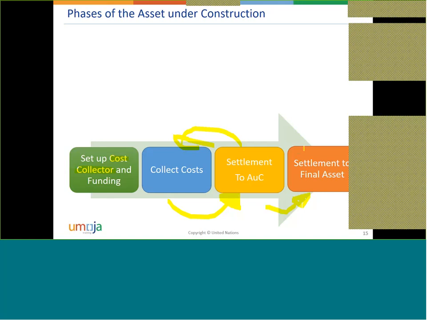There are 2 assets here. The first one is the AuC. It's an asset master record in the system that gets the cost to be capitalized from the cost collectors.